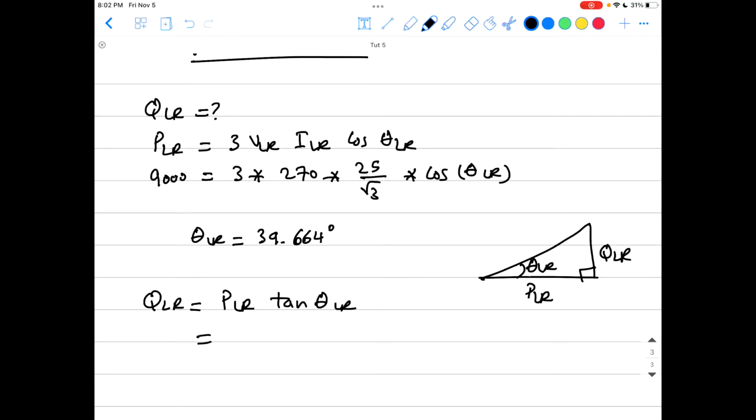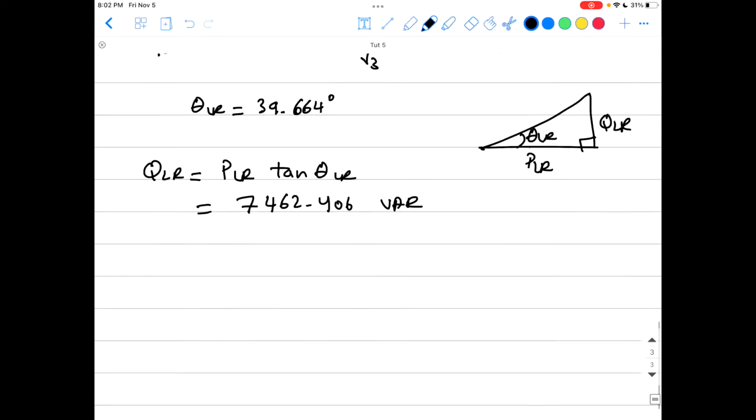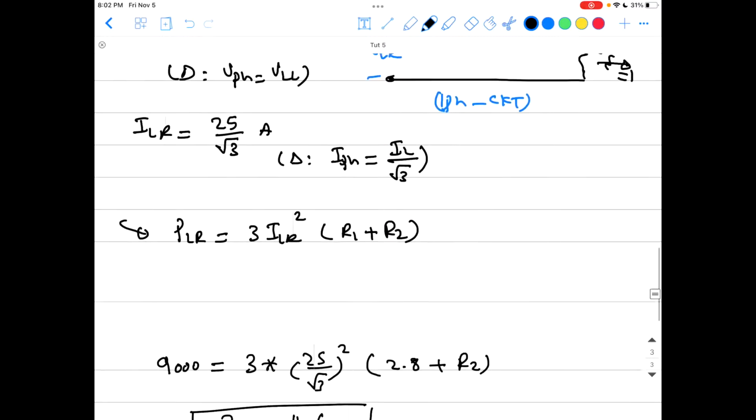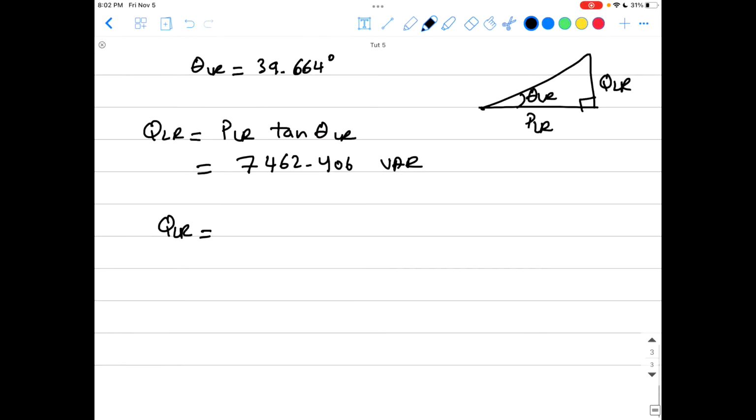Okay, and this will give you 7,462.406 volt ampere reactives, VARs. Okay, guys? And from this, you can say just the Q locked rotor again from the circuit we just landed here. The reactive power is just going to the inductors here, X1 and X2. So this will be 3 I locked rotor squared times X1 plus X2. And I'm going to say that X1 plus X2 locked rotor, okay?